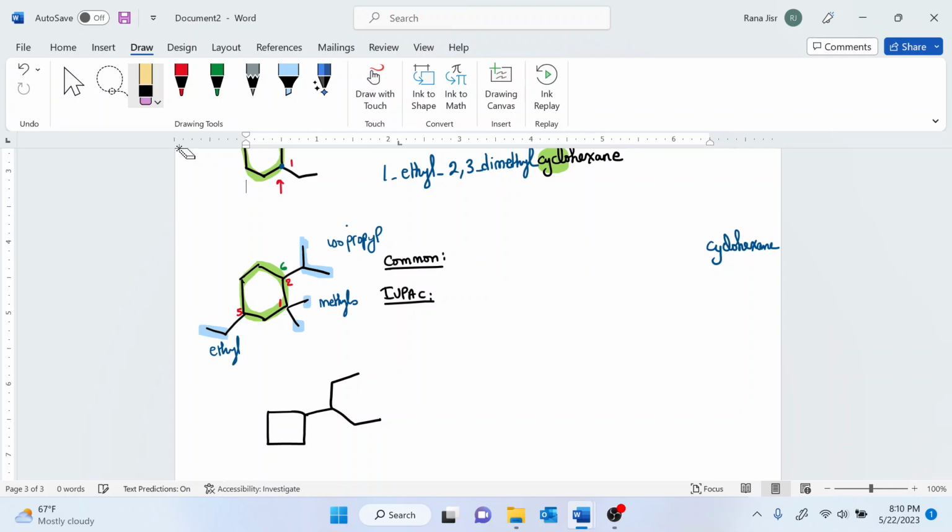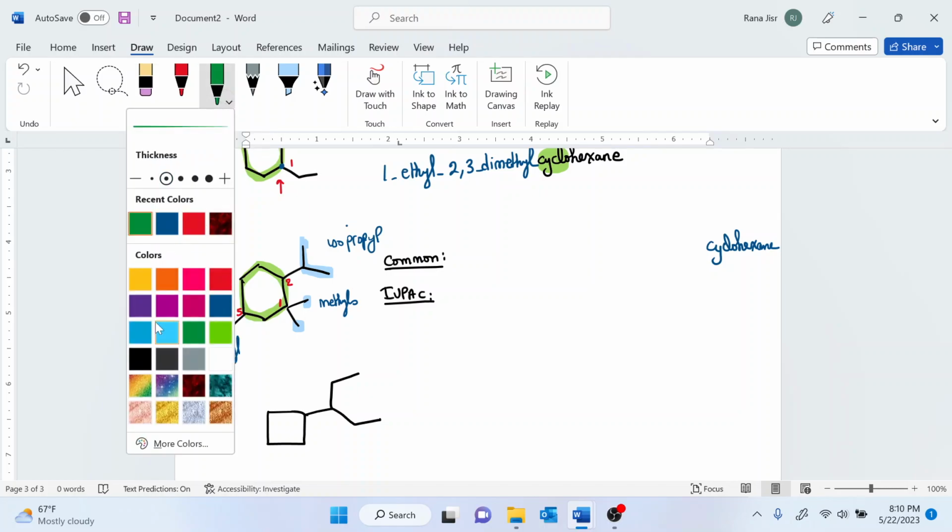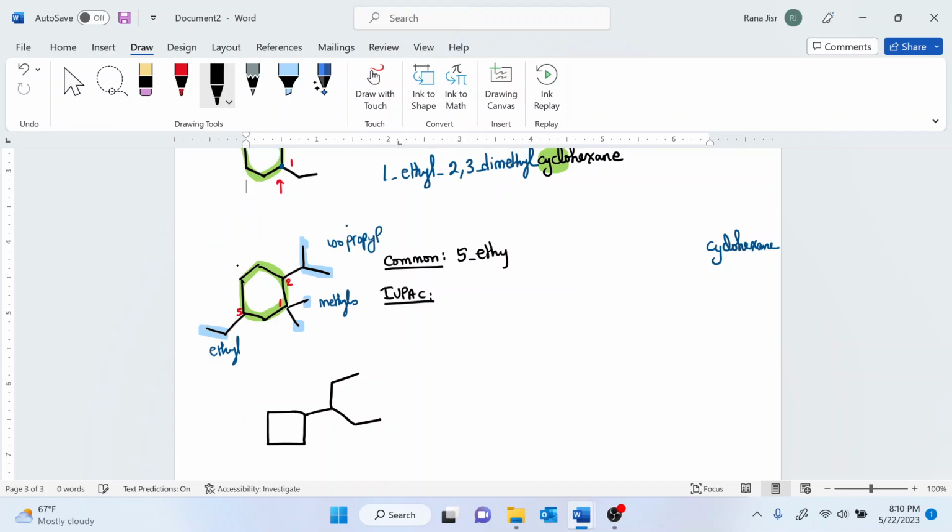So I'm going to have isopropyl on the second carbon, methyls on the first, and then ethyl is going to be on the 5. Now let's arrange them in alphabetical order. The ethyl comes first. So this is going to be 5 ethyl. Now after the ethyl, I have the isopropyl because the I comes before the M. So I have 2 isopropyl, and then I have the 1,1, the dimethyl, and then the cyclohexane.